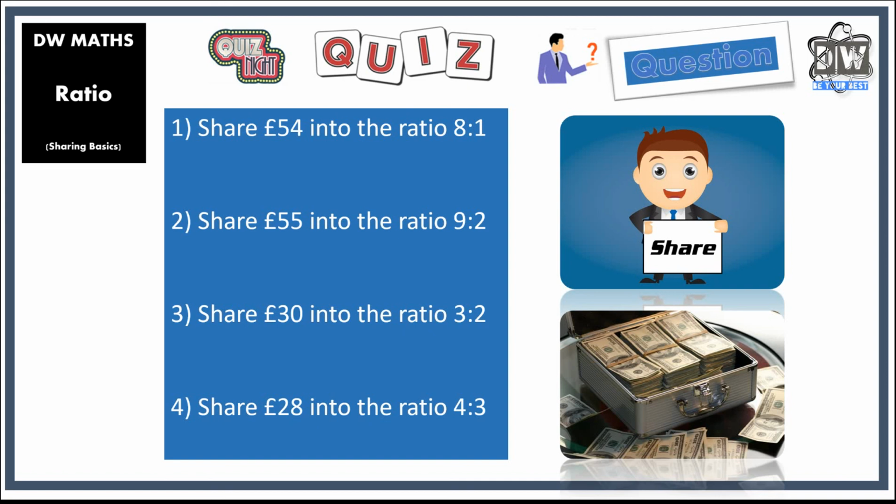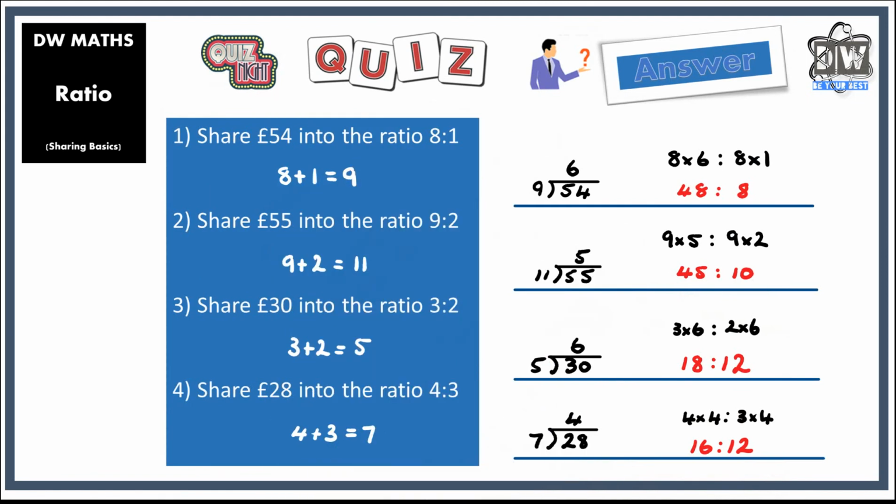Okie dokie everyone, here we go. That is the question. Here are the answers. So you can see what I've done. I've added the ratios together. I've divided my total by the ratios and then I've multiplied them through. And hopefully you have got the same amounts that I do.